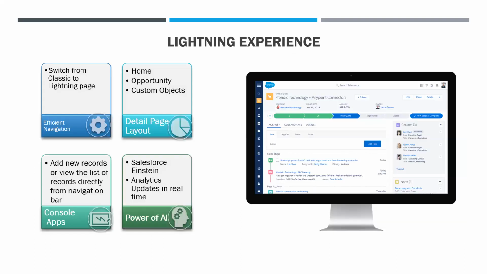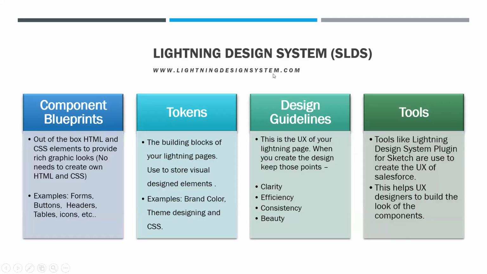Let's quickly look into it. There are four tabs that you're seeing: first is the component blueprint, then tokens, design guidelines, and the tools. Let's first talk about the left two, the components and the tokens. These two tabs are for the designers and these two are for the UX persons. So if you are a designer, pay attention to those two concepts.